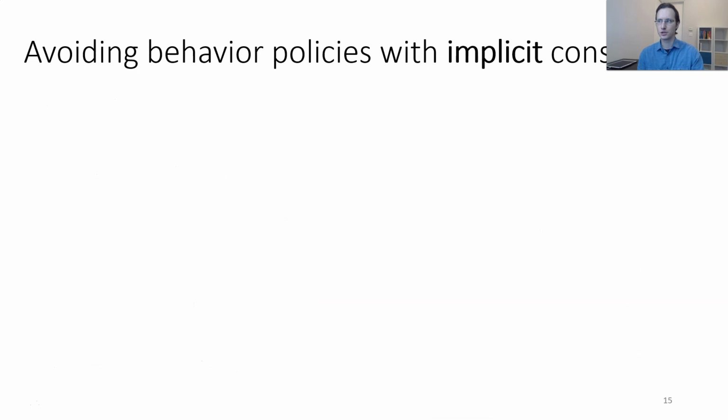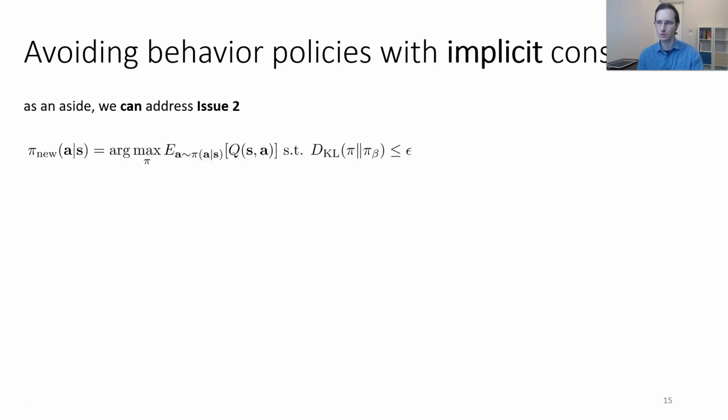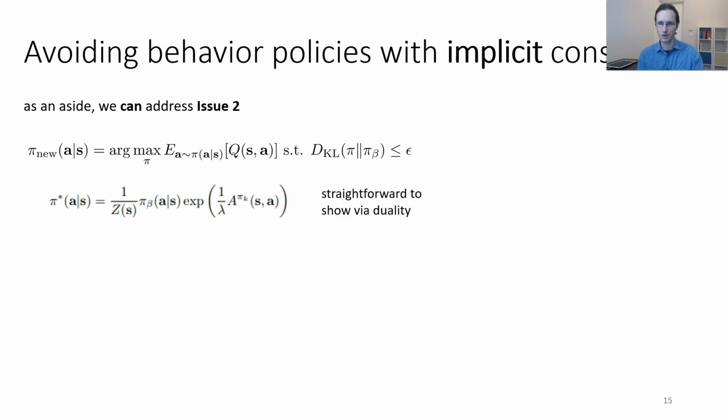Now, we could actually avoid this issue to a degree using implicit constraints. So this is a little bit of an aside to this talk, but we can actually address issue 2. And the way that we can address it is by noting that this constraint optimization problem actually does have a closed-form solution, which we can derive using Lagrangian duality. It's not a solution that we can compute exactly, but if you basically write out the Lagrangian of this problem and solve for the optimum, you'll get this expression in terms of a dual variable lambda. Here, A, the advantage estimator, comes from your critic.